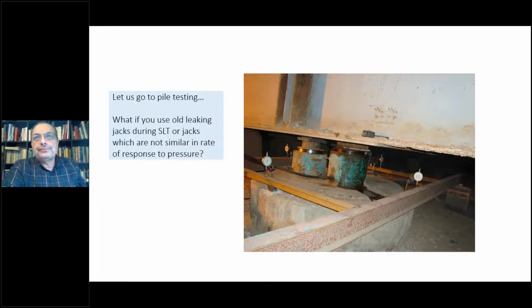Let's go to pile testing. So I will go through a couple of problems, not the theoretical part, but some practical things. See here, for example, the contractor used a leaking jack, and also the two jacks are not identical. So what will happen here? One jack will give a higher load than the other one, and this will cause a differential load on the pile cap, causing different readings in the dial gauges around the pile. Leakage is not allowed in jacks, and you need to stop this test and to replace or repair your jack.